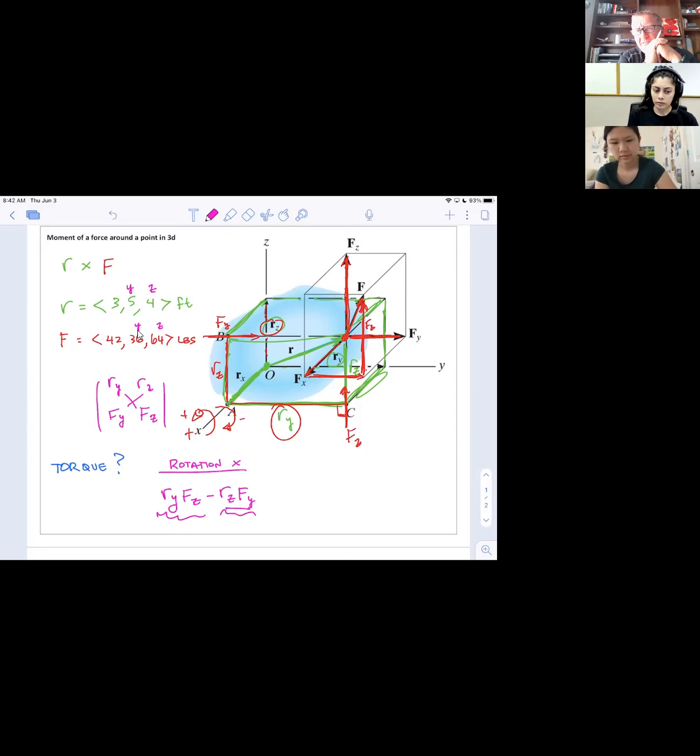Are you seeing why that's the case? Can you see that because force of X is parallel to X, it's not going to cause rotation around X? It's pulling in the wrong direction. It's pulling parallel. Now it'll cause rotation around other axes, but it's not going to cause rotation around X.